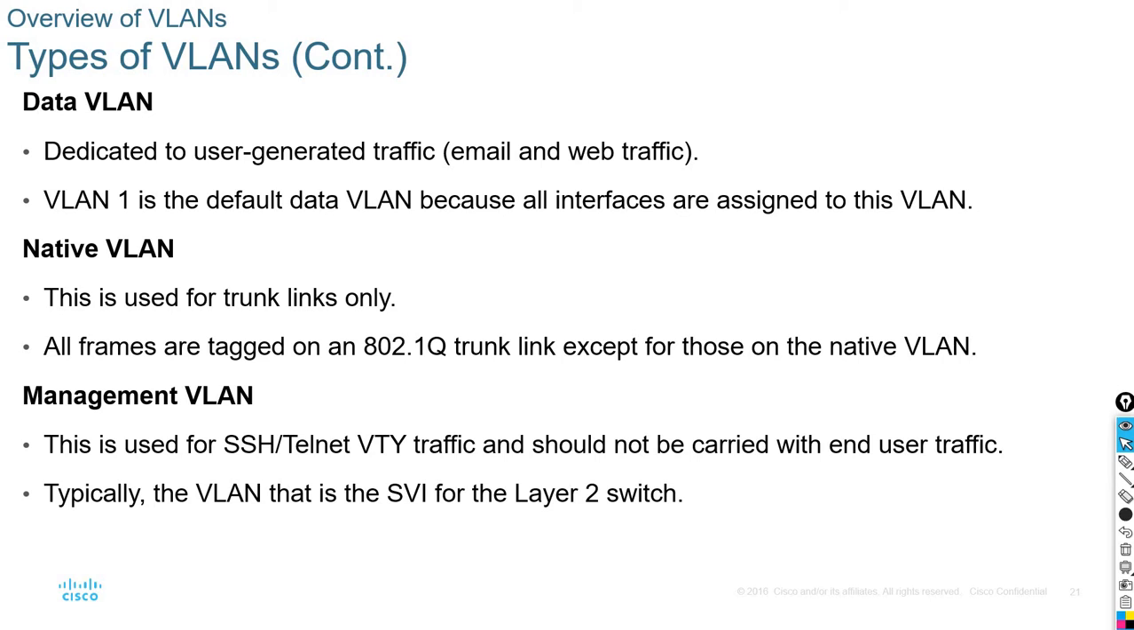Next, coming to the native VLAN. Native VLANs are used for trunk links only. All frames are tagged on the 802.1Q trunk link except for those on the native VLAN. The IEEE 802.1Q standard specifies native VLANs for trunk links, which default to VLAN 1.